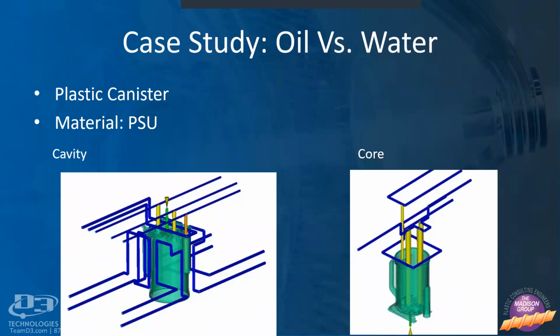So to highlight that as a case study, here we had a medical canister housing where we were molding out of a high temperature polysulfone material. We modeled in the cooling lines in Moldflow, the drilled lines, these blue lines, and the yellow baffles. The yellow lines represent the baffles in our circuit, both on the cavity side and on the core side. You can see on the cavity side, we have lots of cooling integrated into our mold. On the core side, we have limited space, so we have less cooling in the core side of the mold overall.